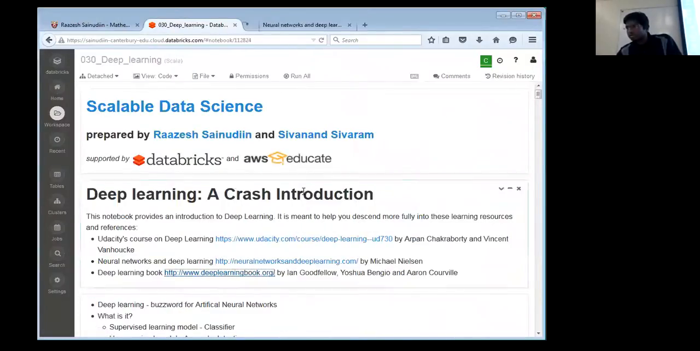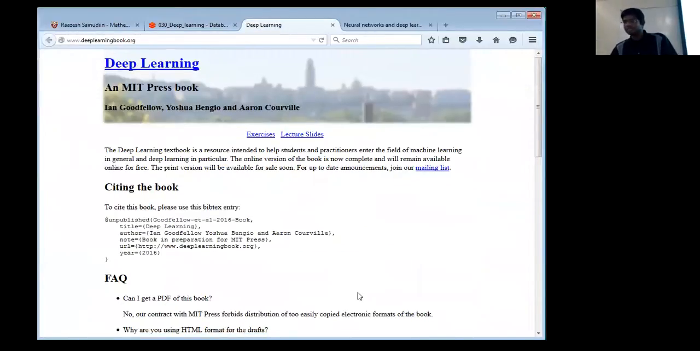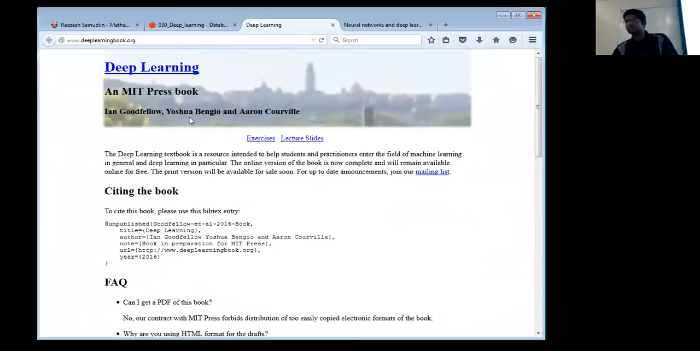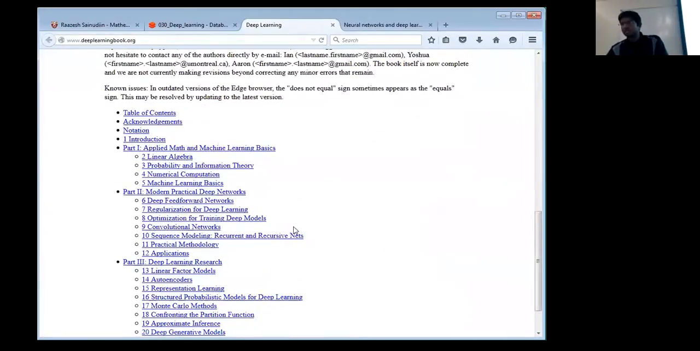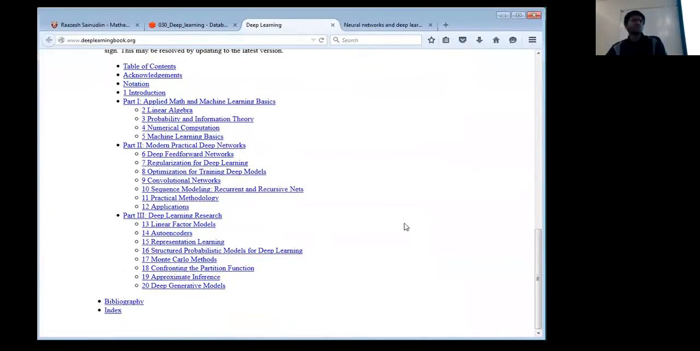Also do go through this book called Deep Learning Book. This is written again by Yoshua Bengio, Ian Goodfellow, and Aaron Courville. These guys are again really famous in deep learning. This book is going to be published by MIT, but the whole content is available to you for free online, and this will remain free online. So yeah, this is a really good resource.